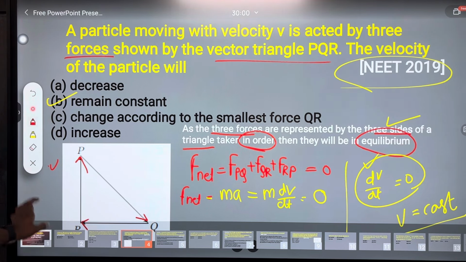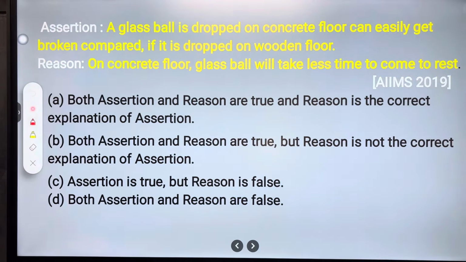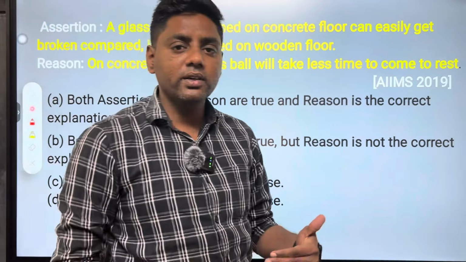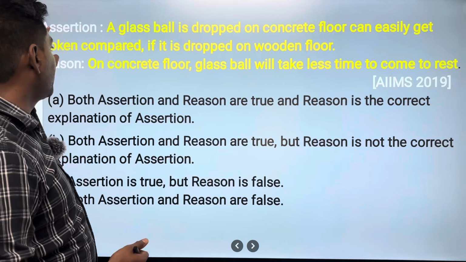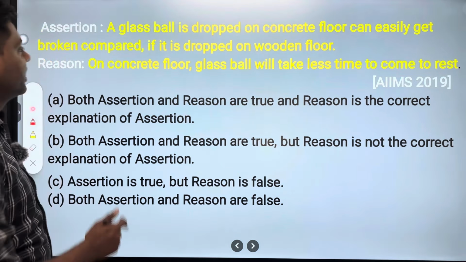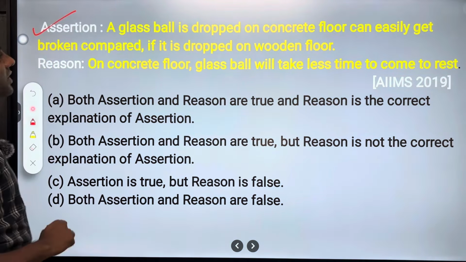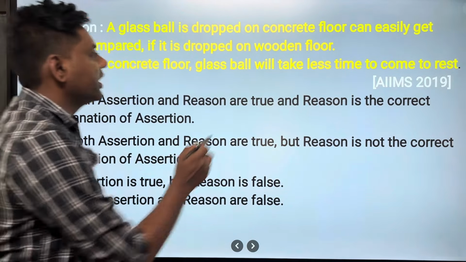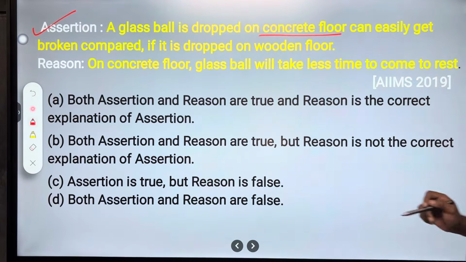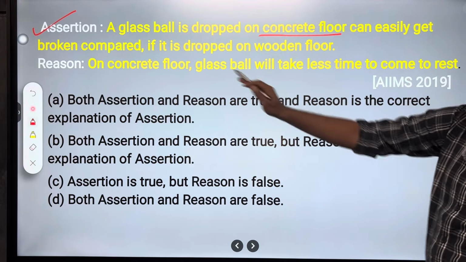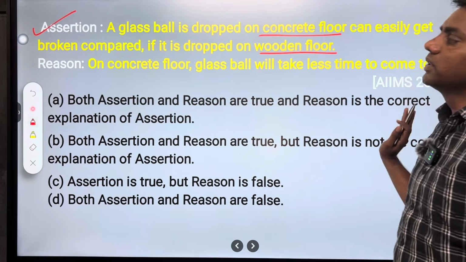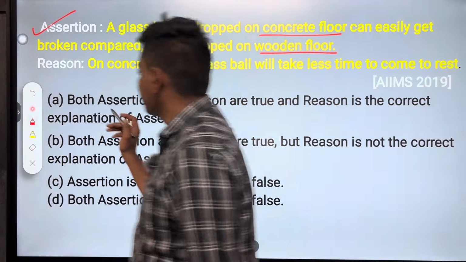Next example, again asked in NEET 2019. In this recent trend, many times they ask questions on assertion and reason. So very simple. We read the first statement. The first statement is a glass ball is dropped on the concrete floor. Concrete floor can easily get broken, compared to when it is dropped on the wooden floor.